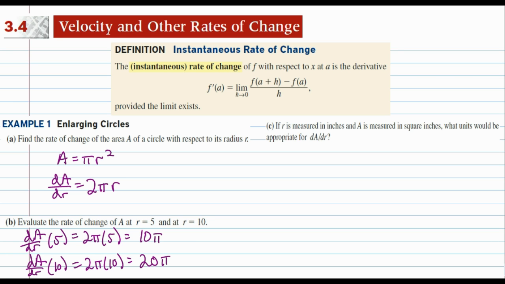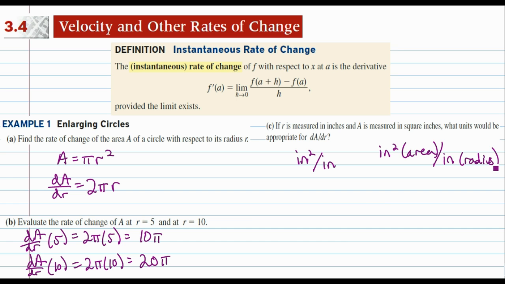So what are the units here in part C? Well, it says if r is measured in inches and A is measured in square inches, what units would be appropriate for dA/dr? Well, dA is the change in area, so that would be square inches, over dr, the change in radius, which is measured in inches. So we're looking at square inches per inch, which is weird, but an easier way to think of that might be square inches of area for every inch of radius.